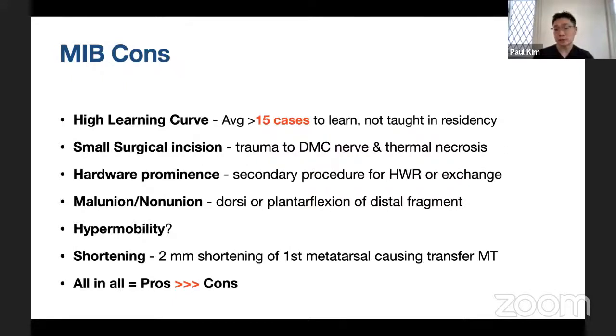Malunion, non-union, it can easily happen. You can dorsiflex or plantarflex. It's all really technique driven. There's this thing about hypermobility. I know that some people believe in it and some people don't. To be honest, you can actually correct a little bit of this hypermobility by plantarflexing the distal capital fragment. And shortening, the burr will take about 2 millimeters off of the first metatarsal, causing possible transfer metatarsalgia. But that's with anything. Even if you use a saw cut, for example, for a Lapidus, you're going to cause some shortening. But all in all, I would say the pros definitely outweigh the cons.